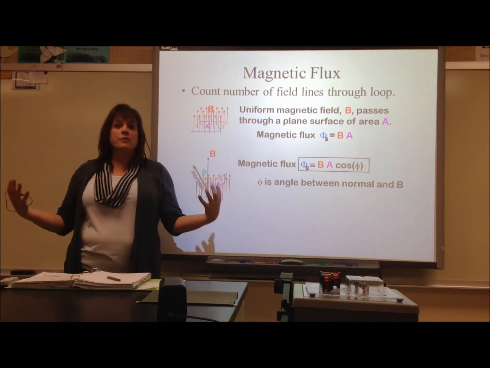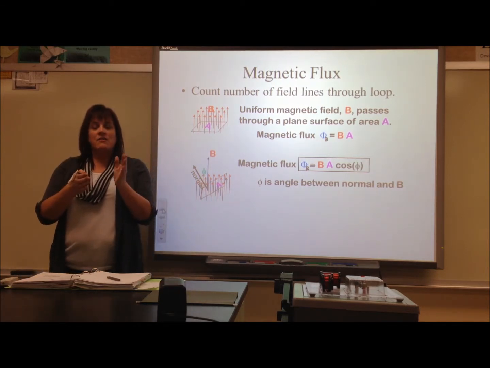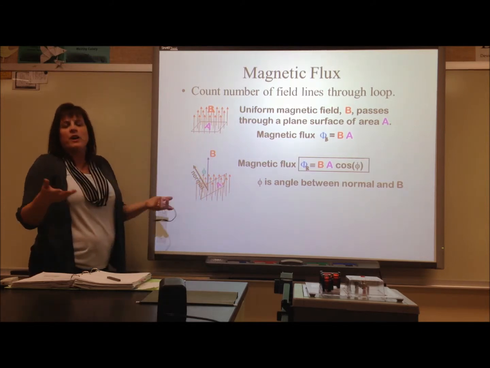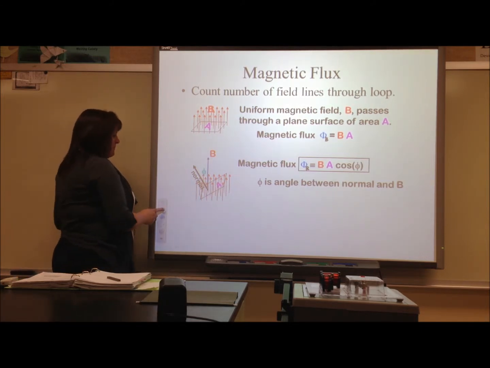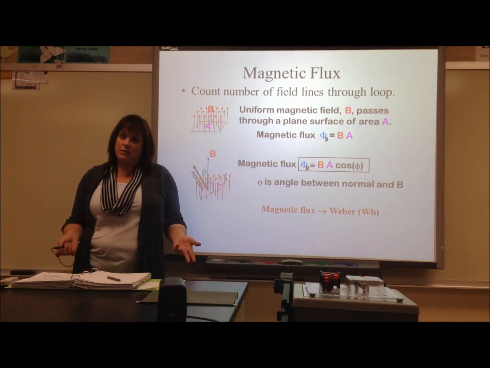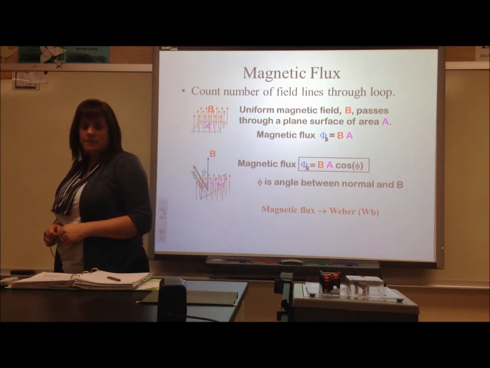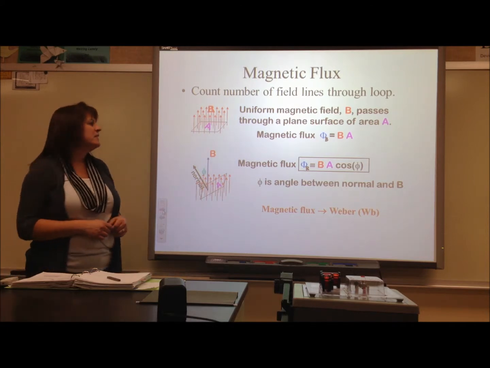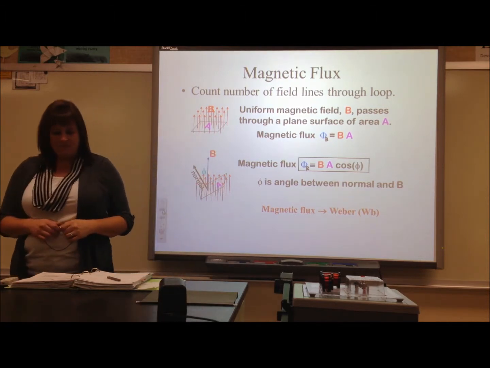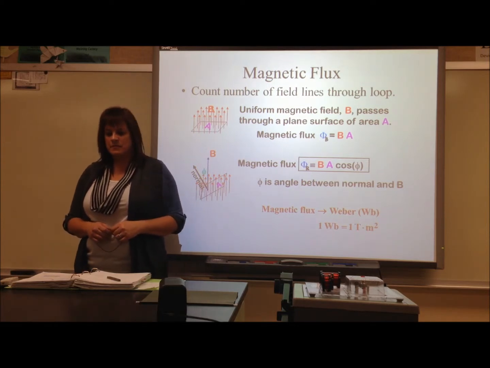Just like the law of reflection when we were doing optics, we're talking about the angle of incidence and reflection compared to the normal line, a line perpendicular to the surface of whatever is reflecting, the mirror, for example. Magnetic flux also has a special unit, just like magnetic field has a special unit of Tesla. The unit of magnetic flux is a Weber. A Weber would be a Tesla times a meter squared.